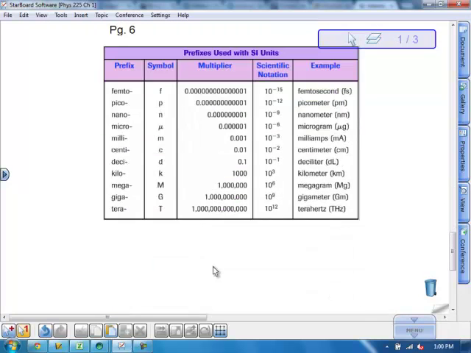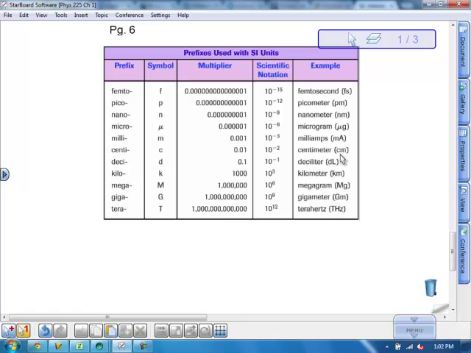Okay, we are also going to use these prefixes. Femto, we won't use this very often, 10 to the negative 15th. Pico, we will use some, picometer for example, 10 to the negative 12th. We'll use nano quite a bit because all of our electromagnetic radiation will be in nanometers, the wavelength. Micro, like microgram, we'll use a decent amount, 10 to the negative 6th. Milli we'll use, like for electric current. Milliamps is very common.